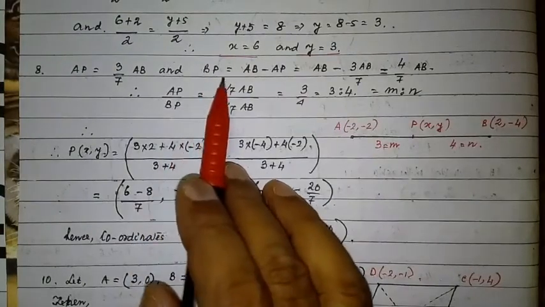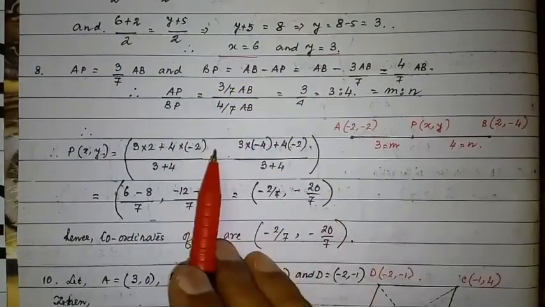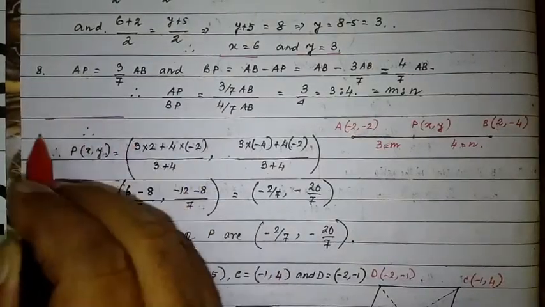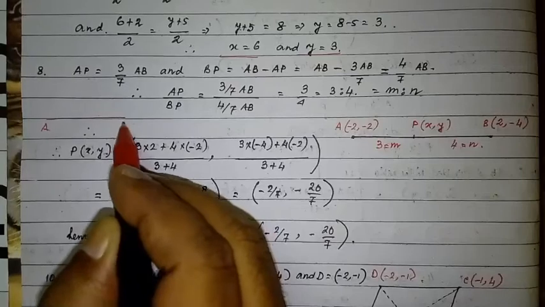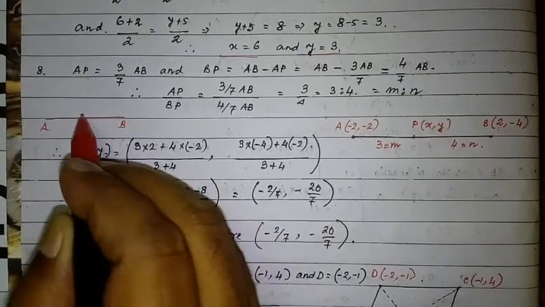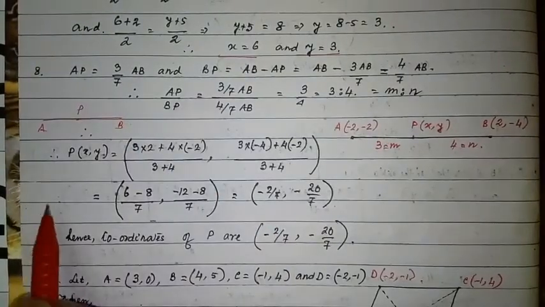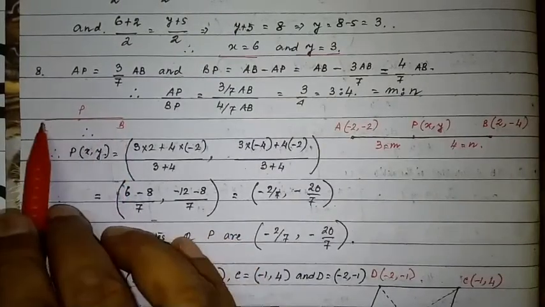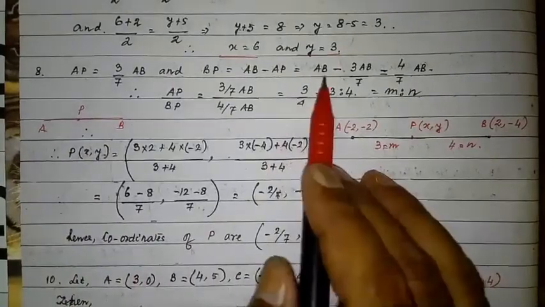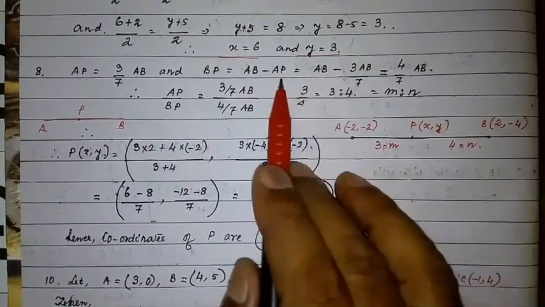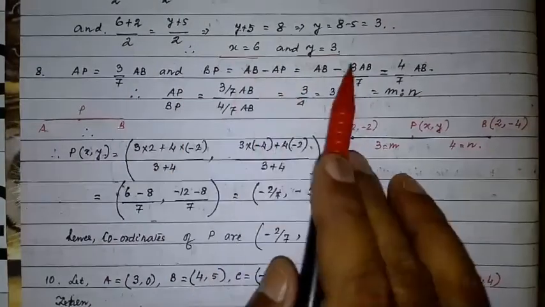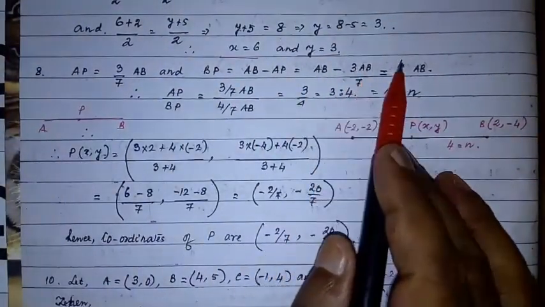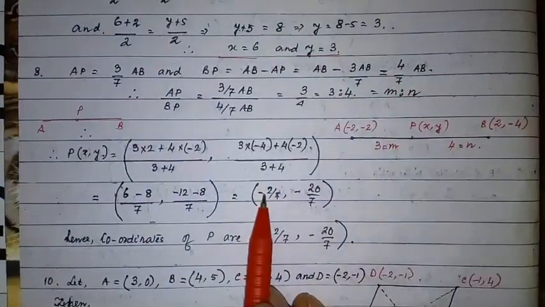Therefore, for BP we can write AB minus AP. AB minus AP, because if this is AB and this is the point P, then BP is equal to AB minus AP. That is AB minus 3/7 AB, that is equal to 7 AB minus 3 AB, 4/7 AB.